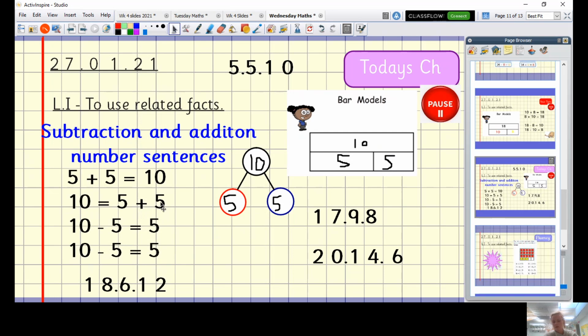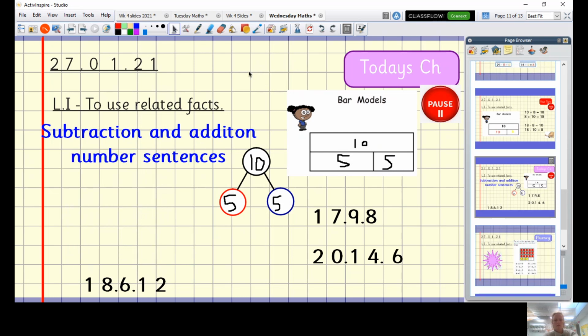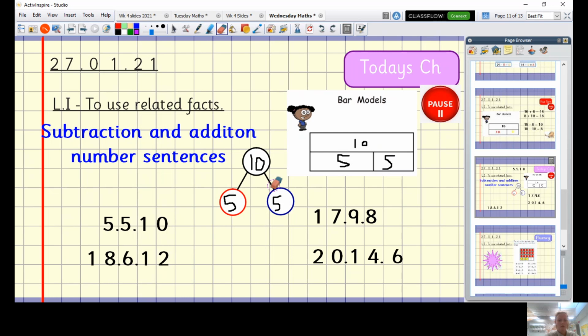If not, I'm now going to delete those examples for you, to use them and create your own whole part models, subtraction and addition number sentences. Okay, so press pause and have a go. And these dots mean there's a gap, and that's a different number. So you've got 5, 5, 10, 18, 6, 12, 17, 9, 8, 20, 14, and 6. I didn't want to put a symbol in there because it might look like a number sentence and confuse you.